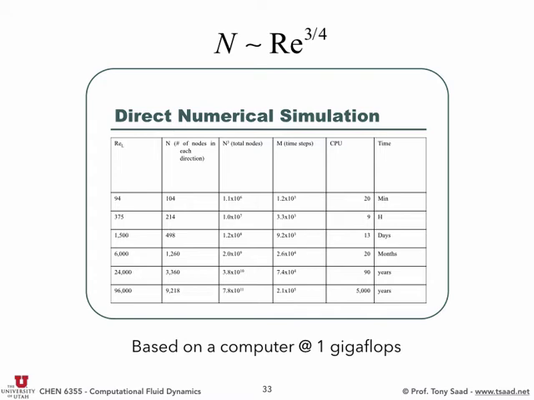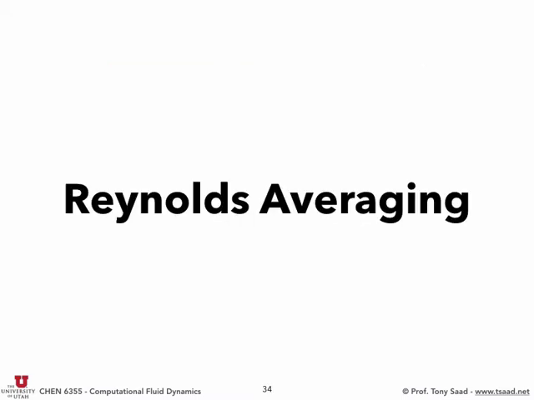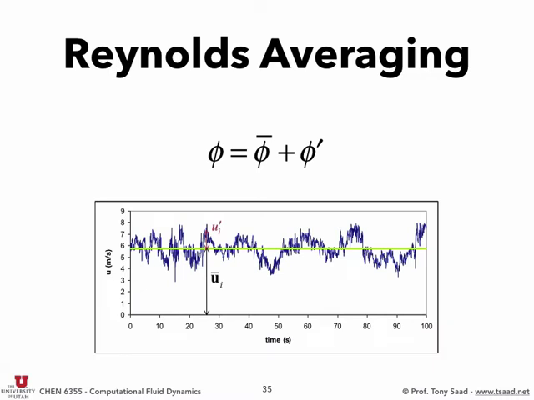Okay. Now I'm going to go to the other end of the spectrum. So we said DNS, LES, and RANS. So I'm going to talk about RANS now, because they're fun to talk about. So the idea of Reynolds averaging is to say, given a signal, take the pipe flow again, and you measure the velocity at the center line. For a turbulent Reynolds number, this is what you're going to get over time. You're going to get a single, crazy signal like this.